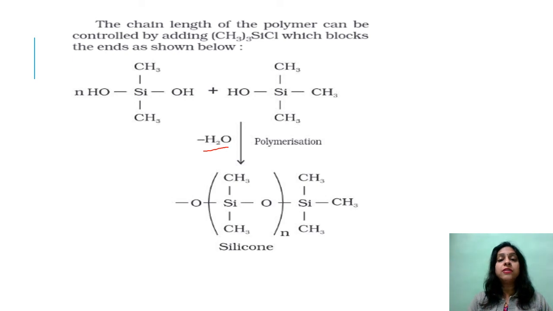So the chain length of polymer that can be controlled by adding the fixed numbers of trimethyl silicon chloride which blocks the end. लास्ट में हम इसको ले आएंगे एंडिंग करने के लिए, यहाँ पर एड ऑन करेंगे इस कंपाउंड को, सो दैट कि हमारी सिलिकॉन की चेन रुक जाए। ठीक है, so this is all about your silicons and important compounds.